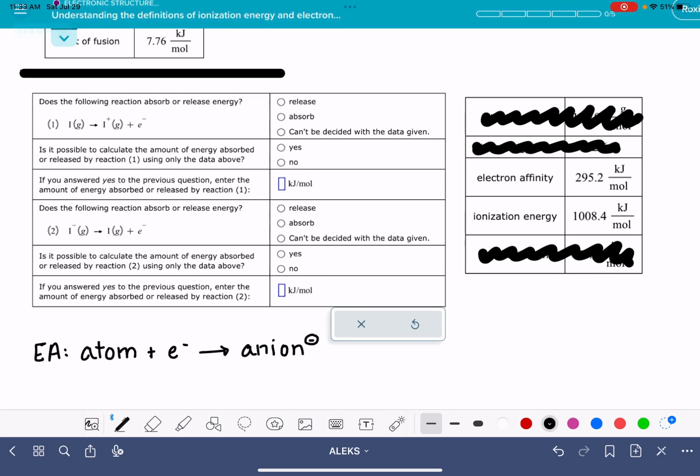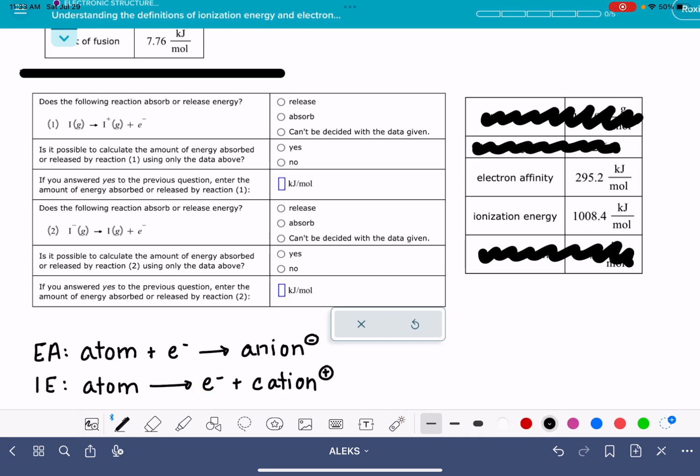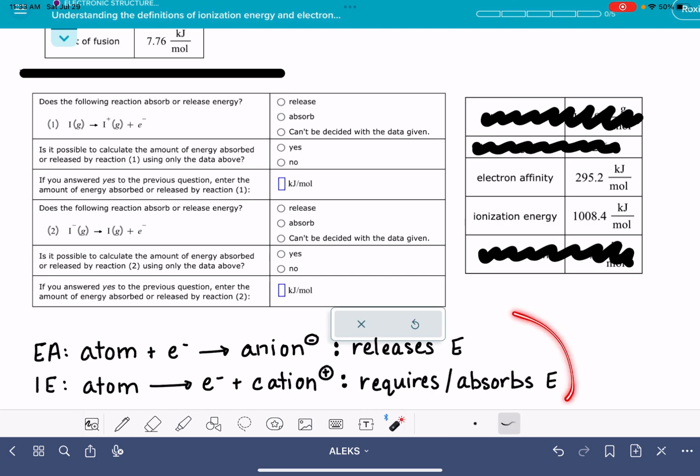And then the ionization energy is just the opposite process. So this is an atom being ionized, or losing an electron, which causes the atom to turn into a cation, which is a positively charged ion. This is a difficult process for an atom, ripping an electron away from it. So this is a process that requires energy. We've got to give the atom energy in order to do that, or the term that ALEKS is using here is that it absorbs energy. Requires and absorbs energy. The electron affinity is one that releases energy. Okay, so these two definitions, with these numbers, are all you need to be able to solve the problem.